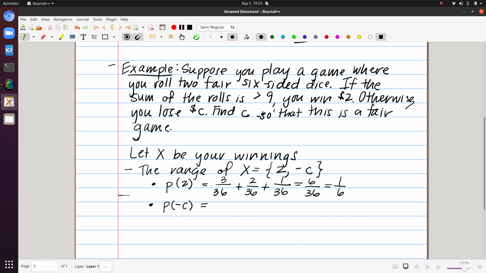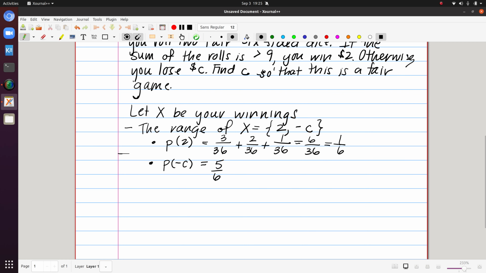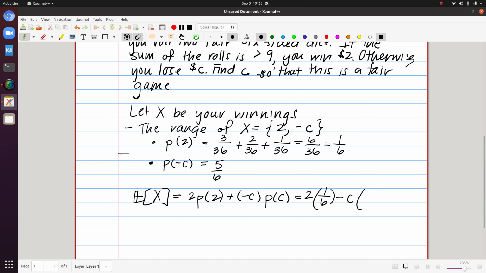If anything else happens, we lose C dollars. So I'm really using the complement rule here to say that this gives me 5/6. Then I would be able to say that my expected value is 2 times P of 2 plus minus C times P of C. So in this context, 2 times 1/6 minus C times 5/6.